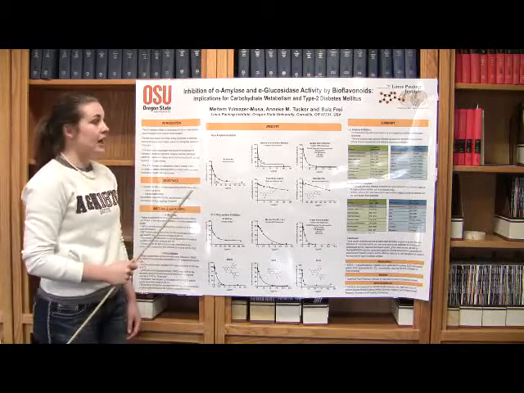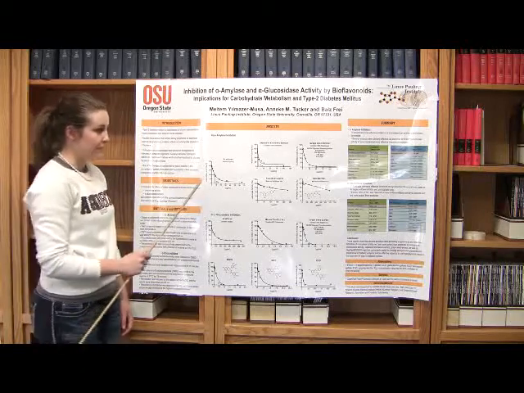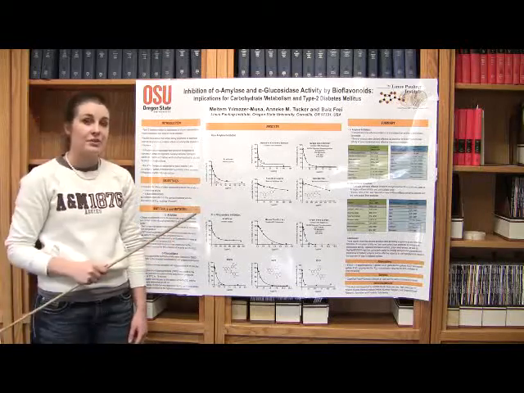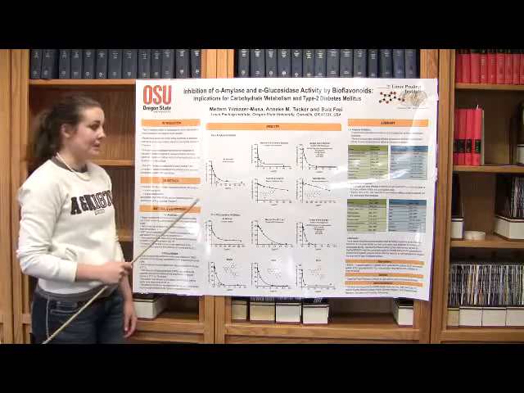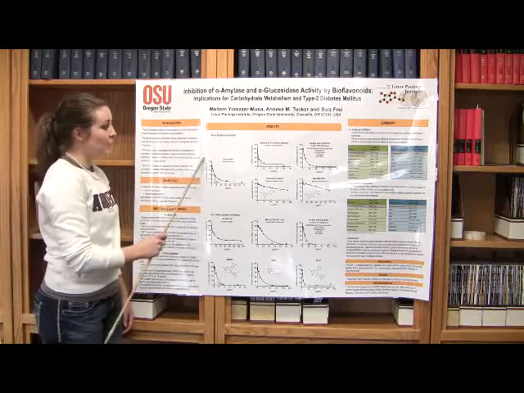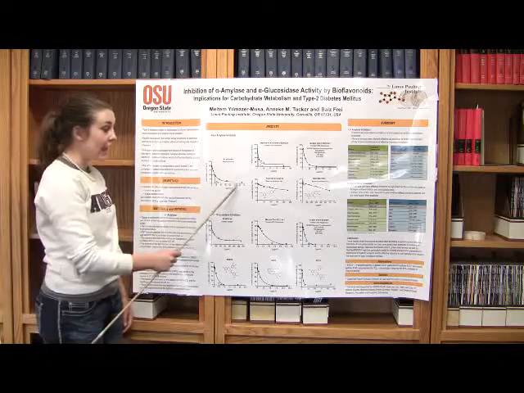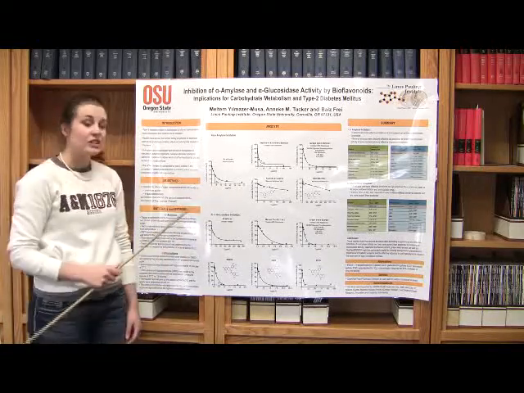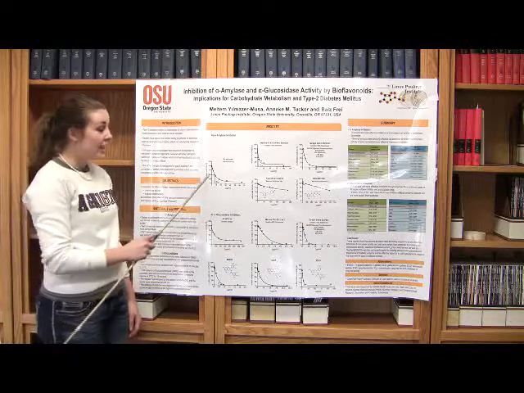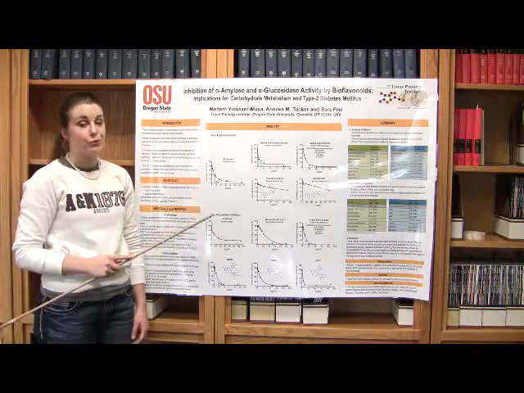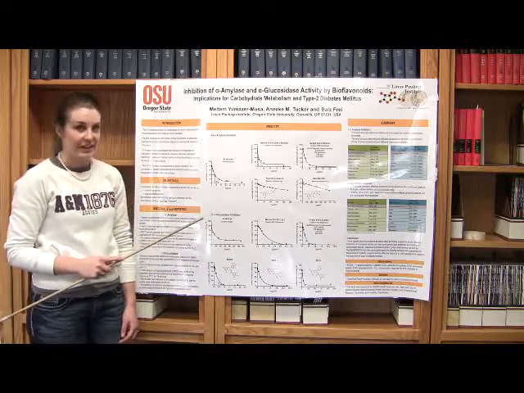Here are some examples of graphs that we would get back from our data. Acarbose is a current pharmaceutical drug on the market, and we use that as our positive control. Across the y-axis shows alpha amylase activity as a percent, and across the x-axis is the concentration of our inhibitor. Acarbose typically gives an IC50 right around 8 micrograms per milliliter.